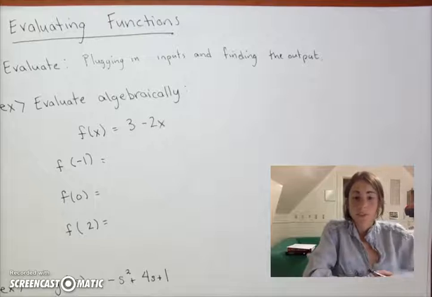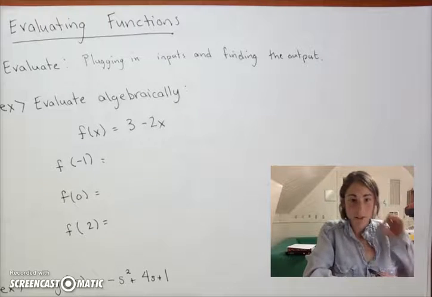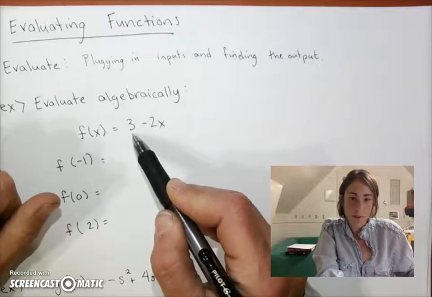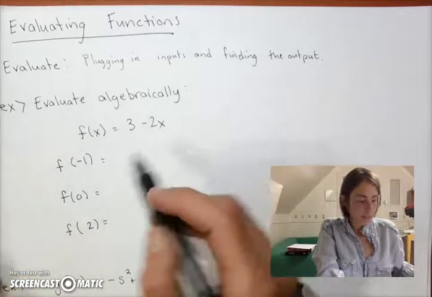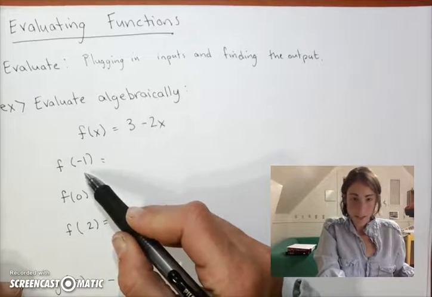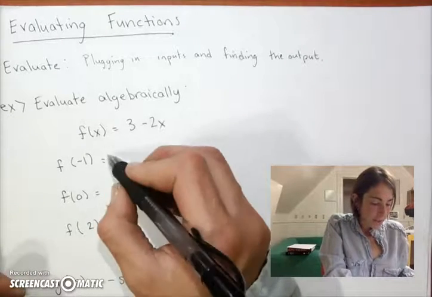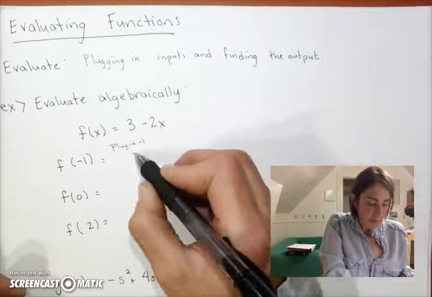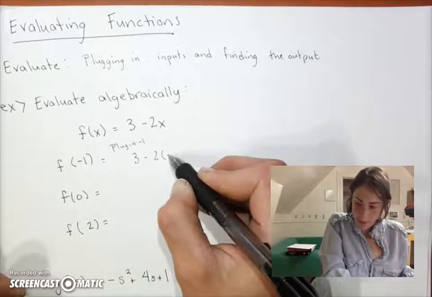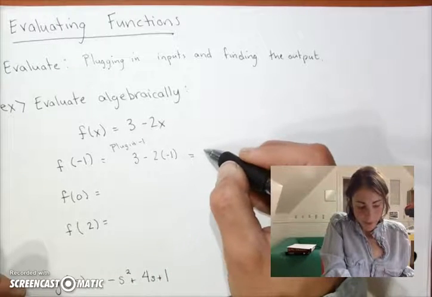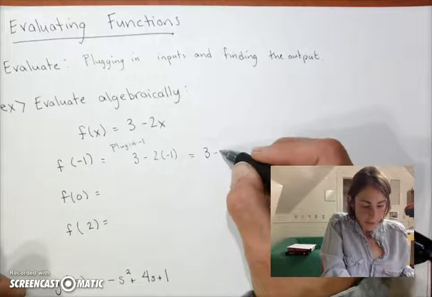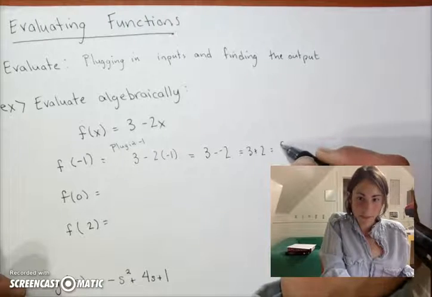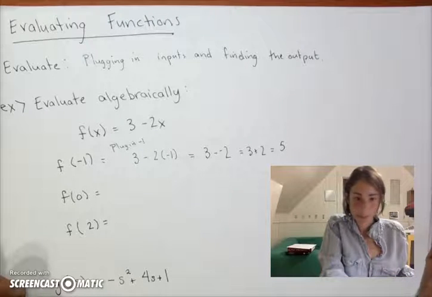Okay, so first we'll do some examples where we evaluate algebraically. So here's our function. It eats x and it spits out 3 minus 2x. So for me to evaluate f of -1, what I need to do is just plug in -1. So I get 3 minus 2 times -1, and that's going to be 3 minus -2, which is the same as 3 plus 2, which is the same as 5. It's as simple as that.